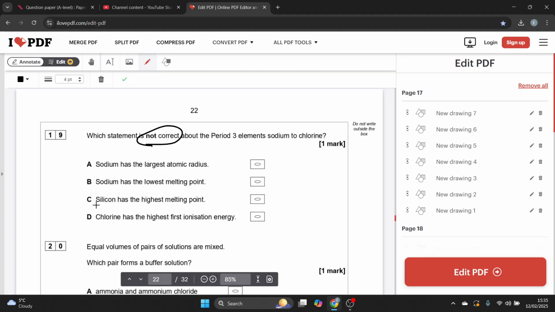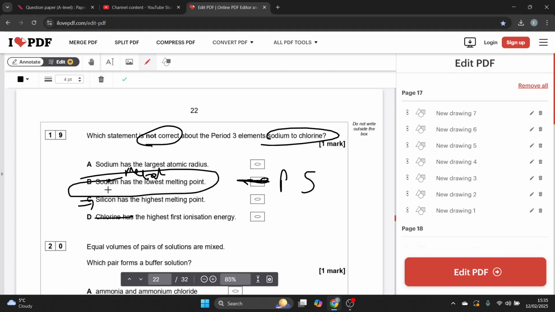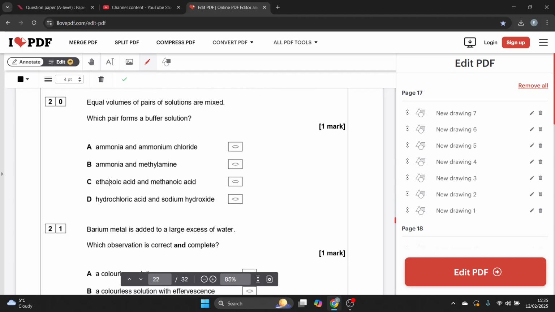Sodium has the largest atomic radius, yes. Silicon has the highest melting point, 100%. Chlorine has the highest first ionization energy. Out of those, yeah, it does. But just the idea, sodium has the lowest melting point. Sodium is a metal. So you're telling me a metal has a lower melting point than phosphorus or sulfur? Yeah, it's definitely going to be B. Sodium has the lowest melting point. That's definitely not correct. 100% false.